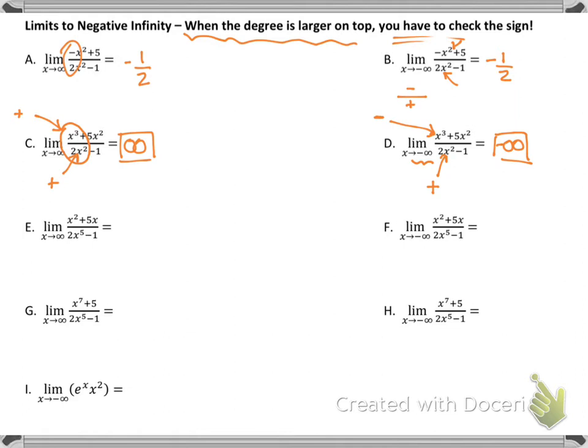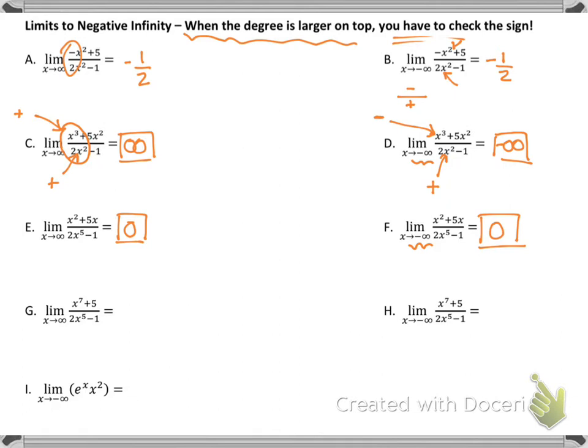On E, bigger on the bottom, our limit is 0. F, we're going to negative infinity. It's bigger on the bottom, so the answer is still 0. If you got -0, that would still be 0. So you don't need to check the sign.